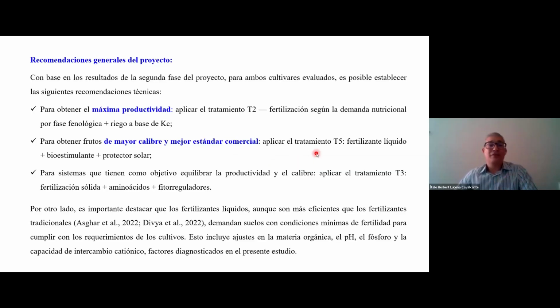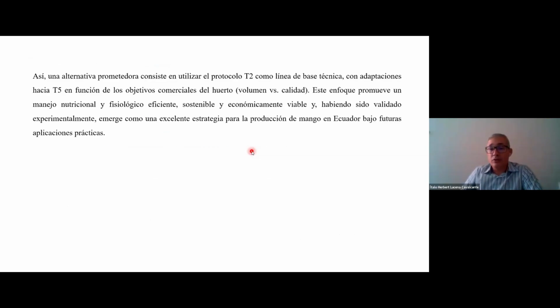So for systems that aim to balance productivity and size, apply treatment T3 or T2. And that's why I included various recommendations to fit the needs or desires of the grower. So we saw some efficient treatments for maximizing productivity and to maximize size and better market quality. Then we recommended other treatments. So a promising alternative would be to use T2 protocol as a technical baseline with adaptations towards T5 depending on the commercial objectives of the orchard.